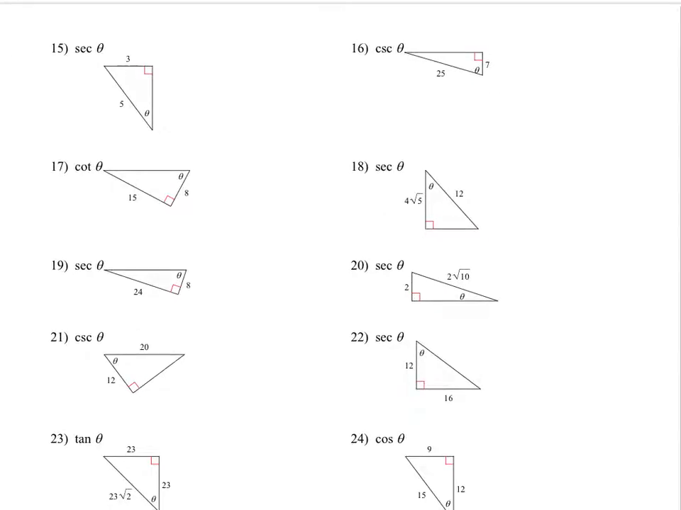Next one we're going to do is number 18 right here. And now we're finding the secant of theta. So if you look up here, theta is this top angle up here. Notice once again, I don't know all three sides.